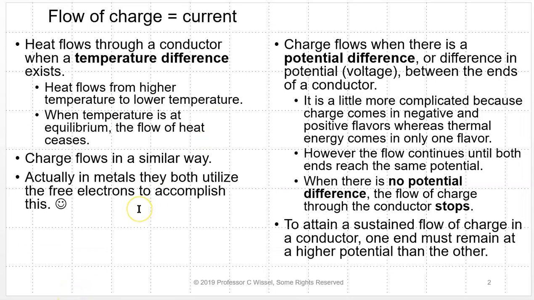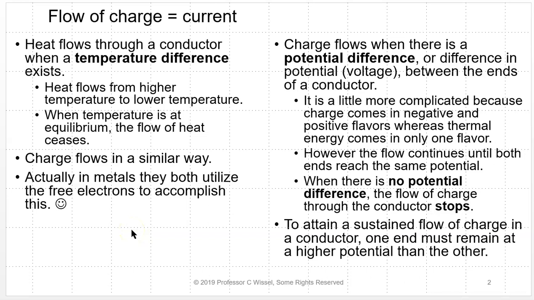Now, the flow of charge is current. Heat flows through a conductor when a temperature difference exists. Heat will flow from the higher temperature to the lower temperature. When temperature is at equilibrium, the flow of heat ceases. Charge flows in a similar way. Actually, in metals, they both utilize the free electrons to accomplish this.